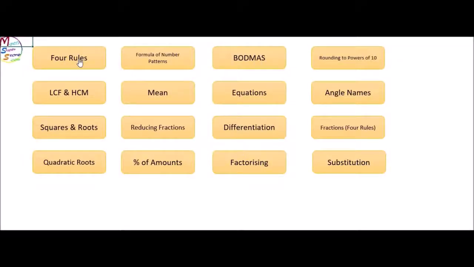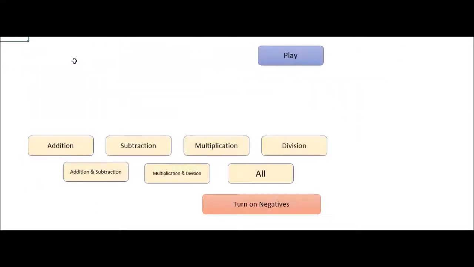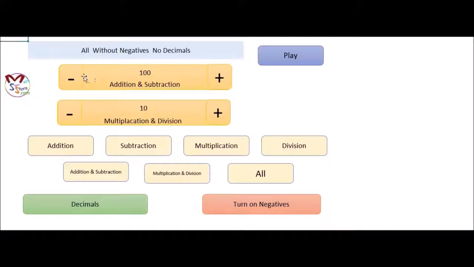If we go for 4 rules, which includes a lot more games here, or a lot more possibilities for differentiation, we can change the addition and subtraction values from 10 all the way up to 1,000. We can change the multiplication from 5 all the way up to 50.